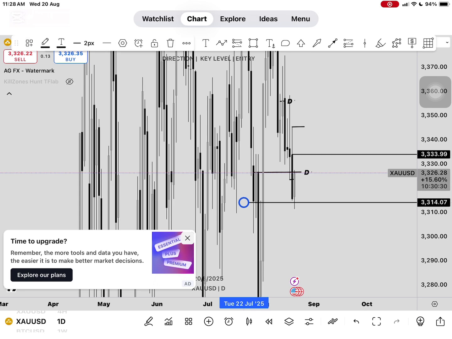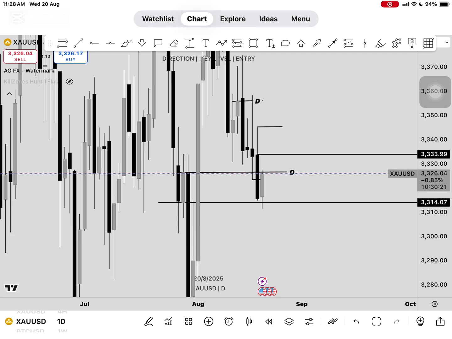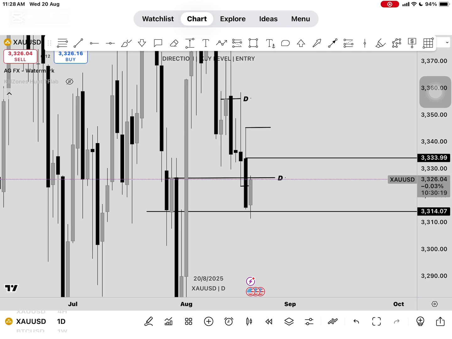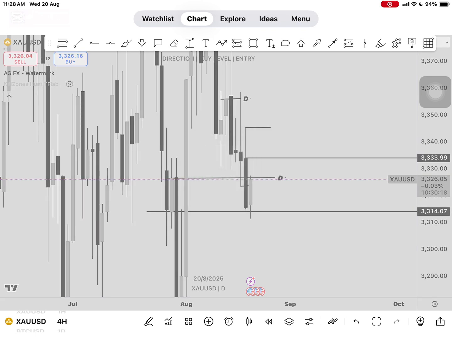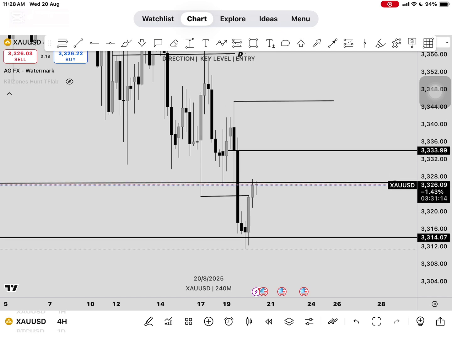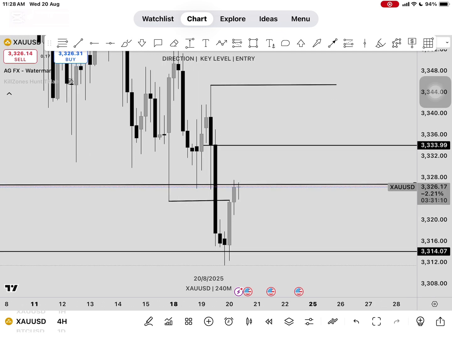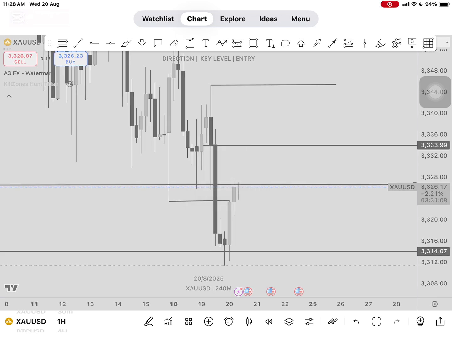You can see we are reacting from a daily key zone, but we haven't had a break of structure on the 4 hours. So we are still bearish, because our bias is telling us that we are going for more sales, because yesterday daily rejecting a daily, we had a break on the 4 hours.